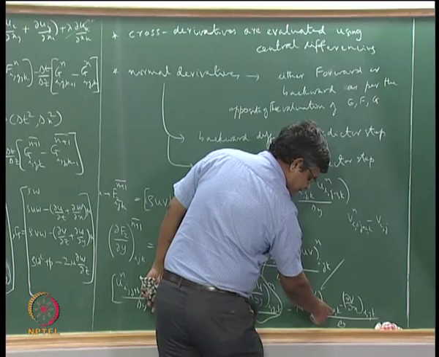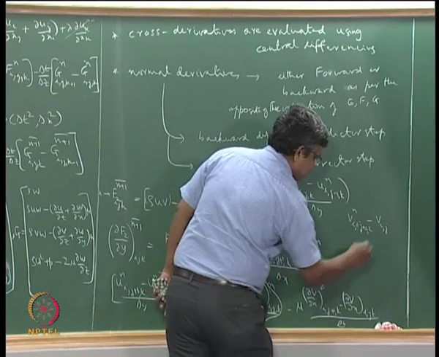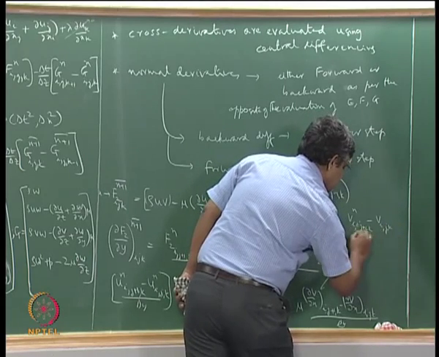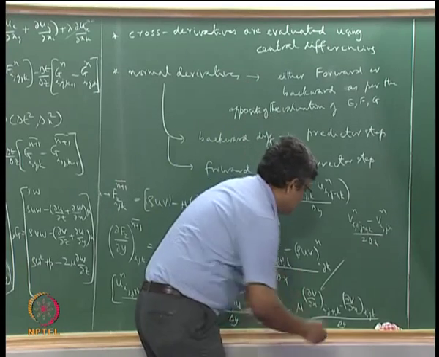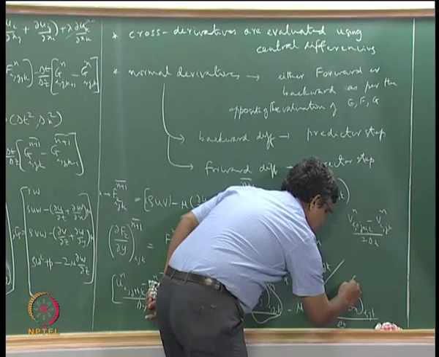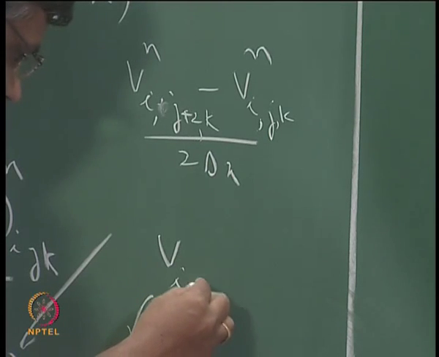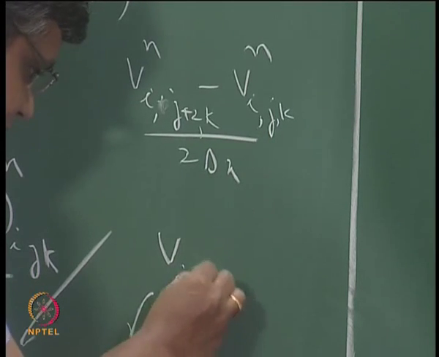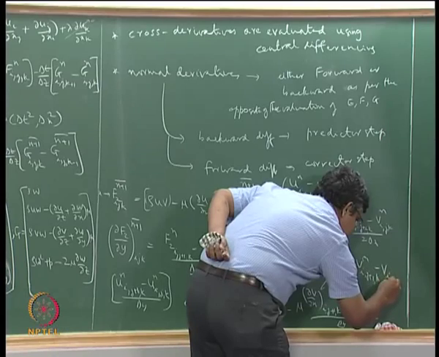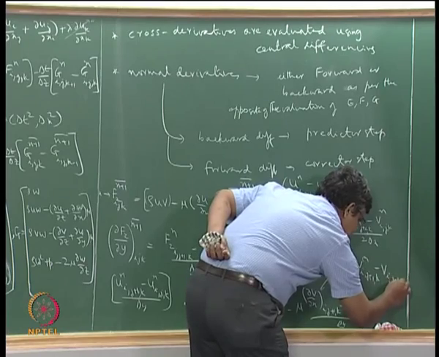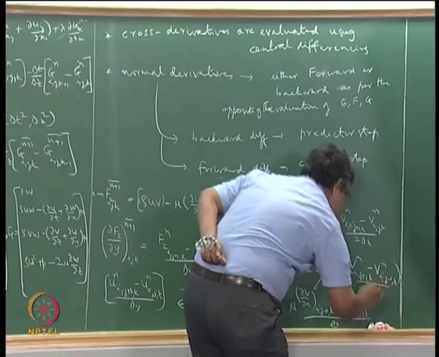So j plus central differencing around j plus 1 means that j plus 2 and j will come by 2 delta x, and similarly this expression here will be v I j plus 1 k n minus v I j minus 1 k n by delta x.